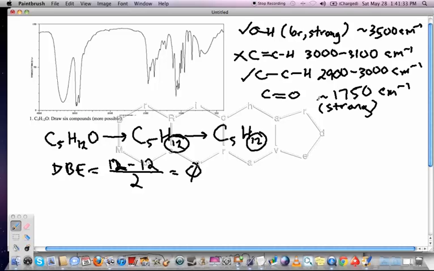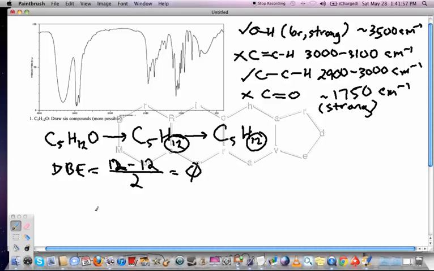And C double bond O, that would be a strong peak at around 1750. I don't see anything there. And again, I wouldn't expect to see one since there are no double bonds in the compound, and that includes C double bond O's. So any compounds we draw, we have to draw 6 compounds. Any compounds we draw can only have satisfied this data and the data we've got here for the molecular formula.